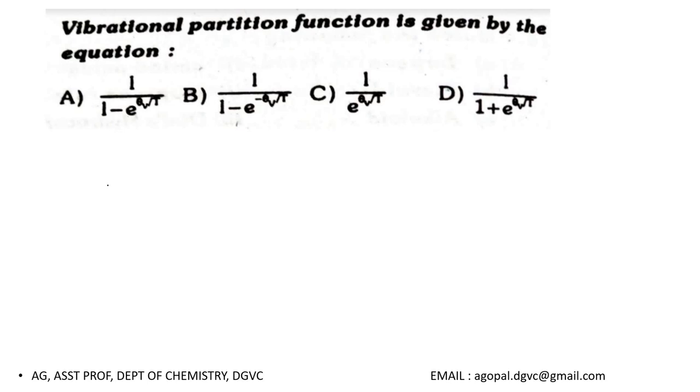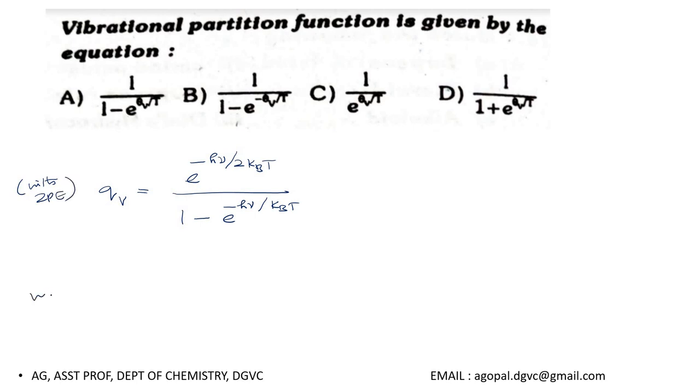Then second question: vibrational partition function is given by the equation. This is a very simple question. You know very well, the vibrational partition function for one vibrational degree of freedom can be given as e power minus h nu by 2 kBT, divided by 1 minus e power minus h nu by kBT. This is the formula if you consider the zero point energy for the system.